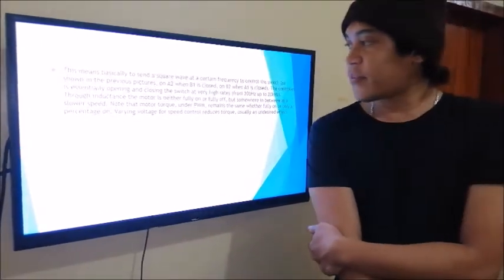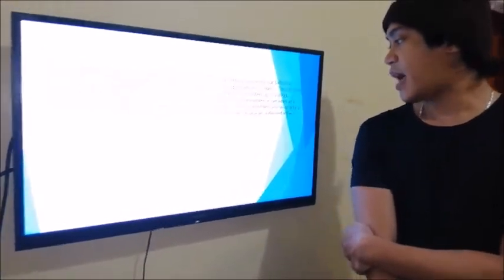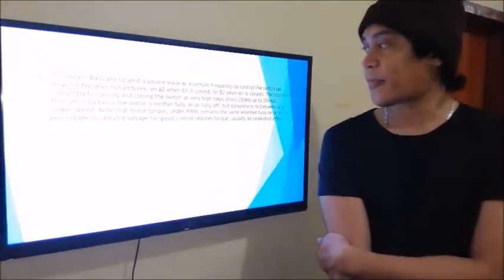Varying voltage for speed control reduces torque, usually an undesired effect.